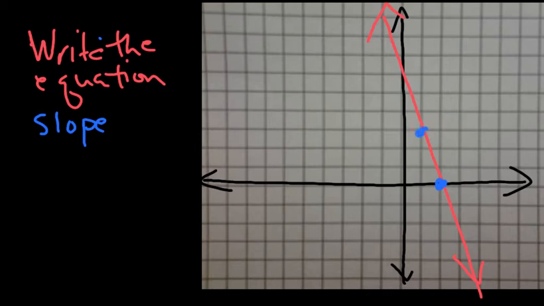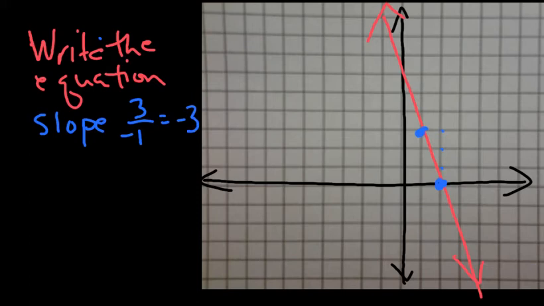Up 3 over negative 1. See that? Up 3 over negative 1. Okay, that's the path. So the slope is 3 over negative 1, which is just negative 3.